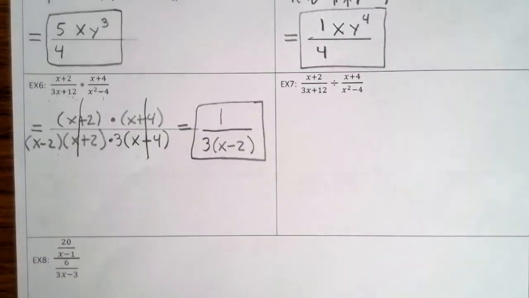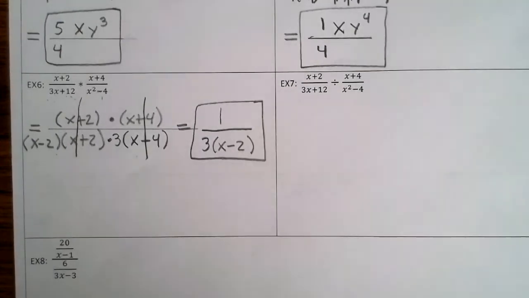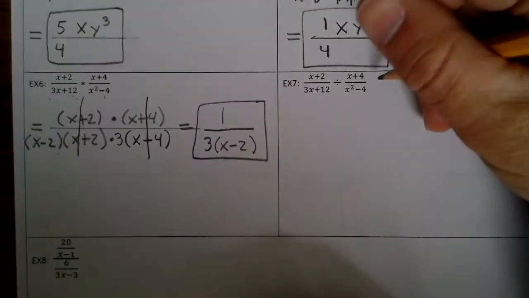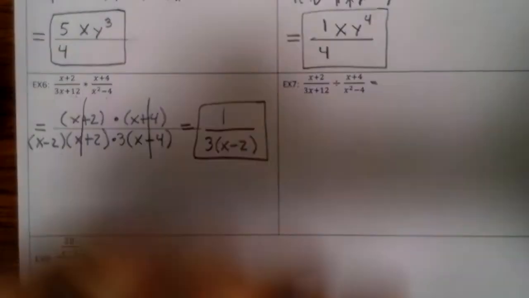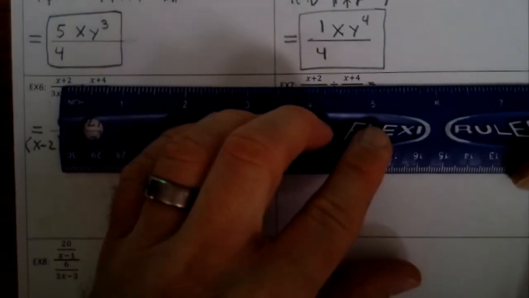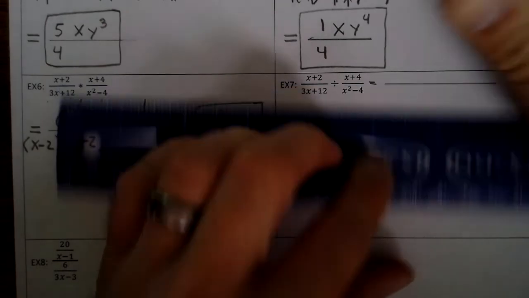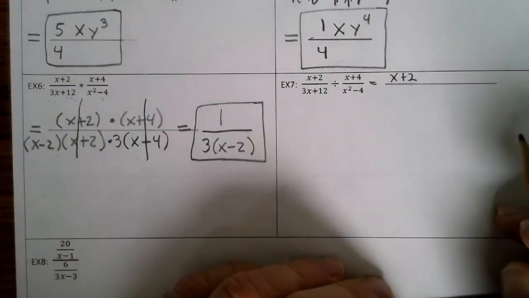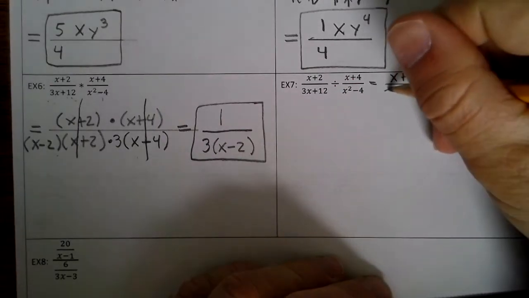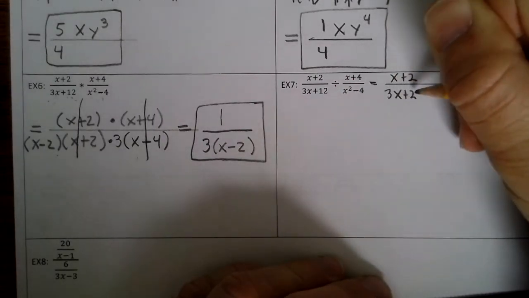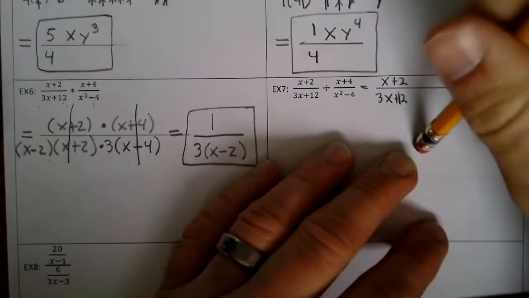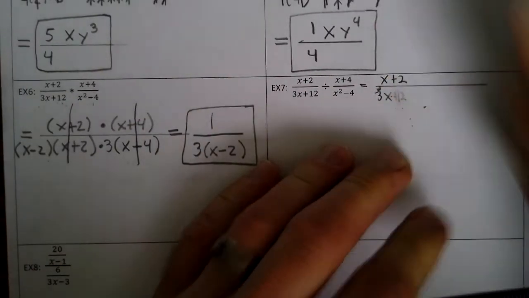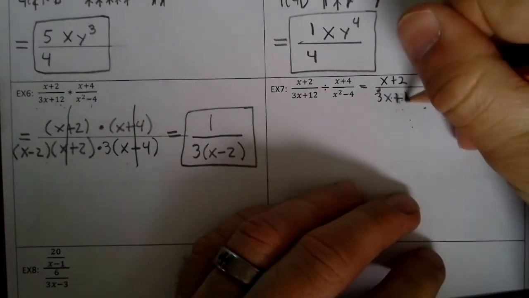All right, let's take a look at example 7. Now here, when you divide, you multiply by the reciprocal. So then that's x plus 2 divided by 3x plus 12 times x squared minus 4 divided by x plus 4.